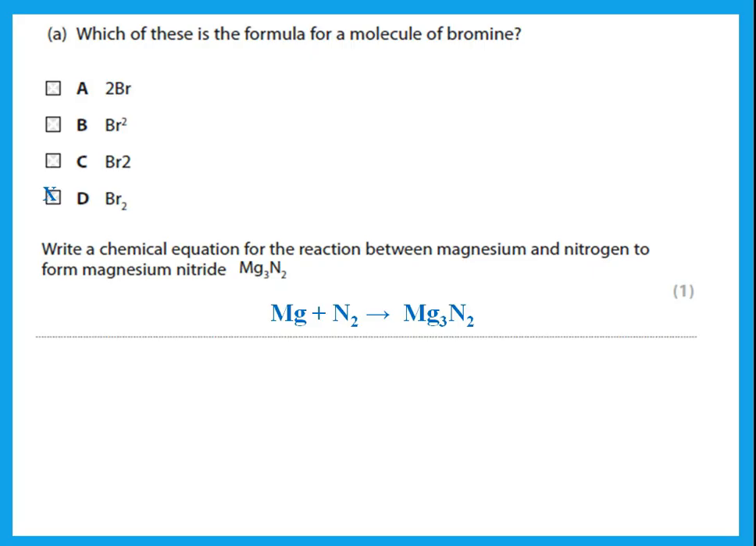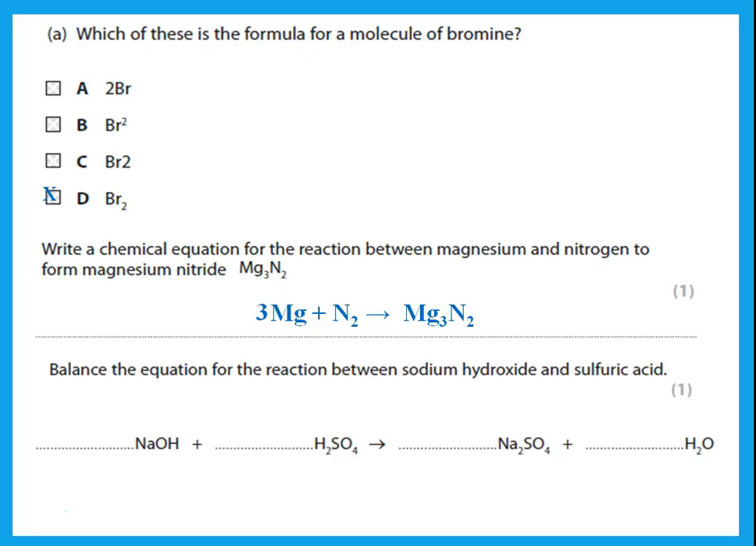How many magnesium before the arrow? 1. How many magnesium after the arrow? 3. And that means I need to put 3 in front of the one that is less. Now, is that balanced? 3 magnesium on both sides of the arrow, and increase the one that is less.